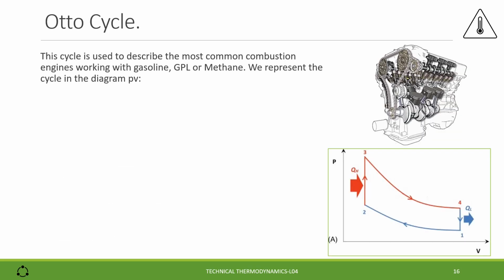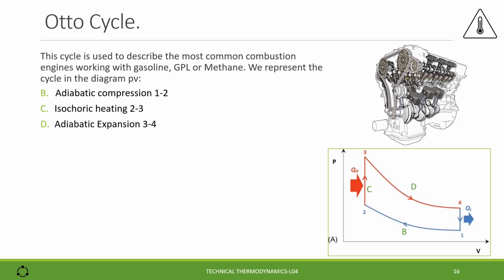We start with the Otto cycle. This cycle is used to describe the most common combustion engines working with gasoline, with GPL or methane, and is typically represented in the PV diagram as displayed in the picture here below. The first transformation is adiabatic compression 1-2. Then we have the isochoric heating 2-3, the adiabatic expansion 3-4, and the isochoric cooling 4-1.